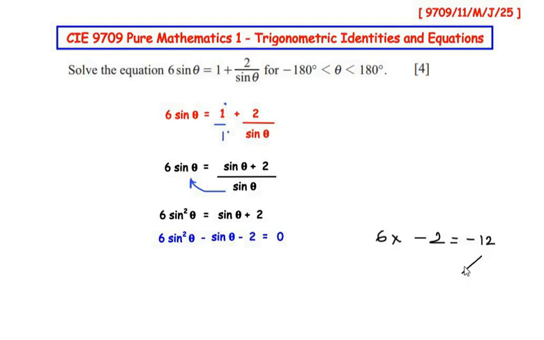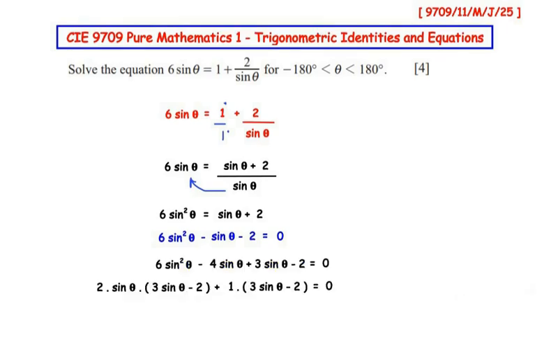Now we have to try to find out two factors of negative 12 in such a way that when you multiply them, you should get negative 12, and when you add them or subtract them, you should get negative 1, which is the middle term. So the two factors we can think about here are negative 4 and 3, because negative 4 times 3 gives us negative 12, and negative 4 plus 3 gives us negative 1. So here we have written this equation in terms of its factors now. That is 6 sine square theta minus 4 sine theta plus 3 sine theta minus 2 equal to 0.